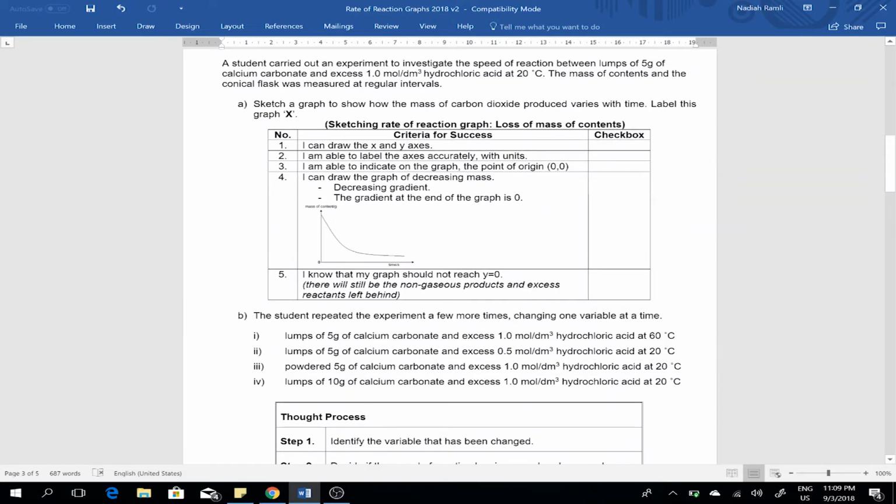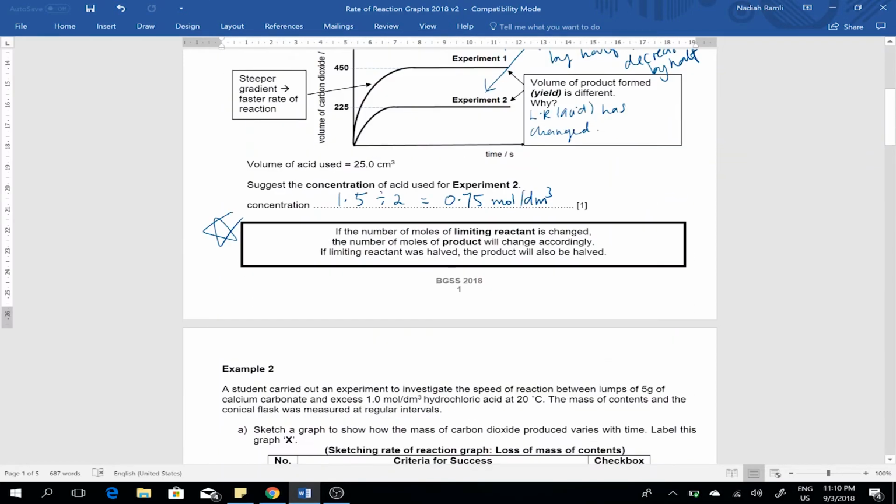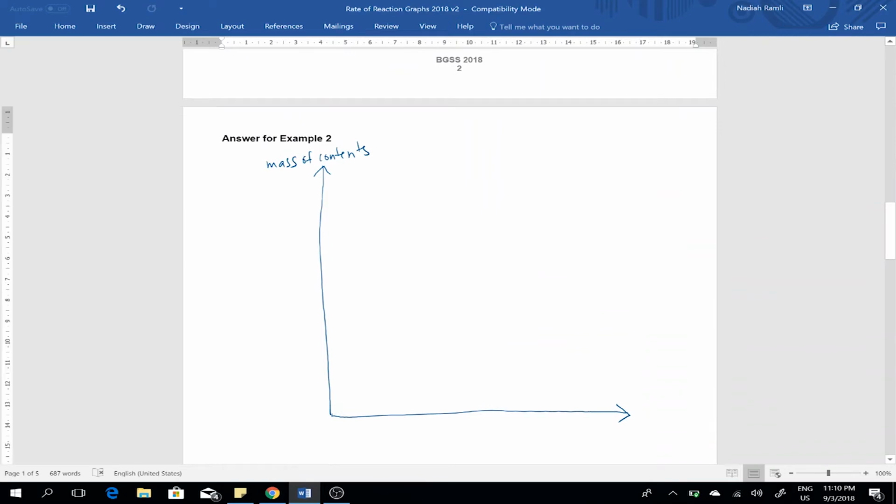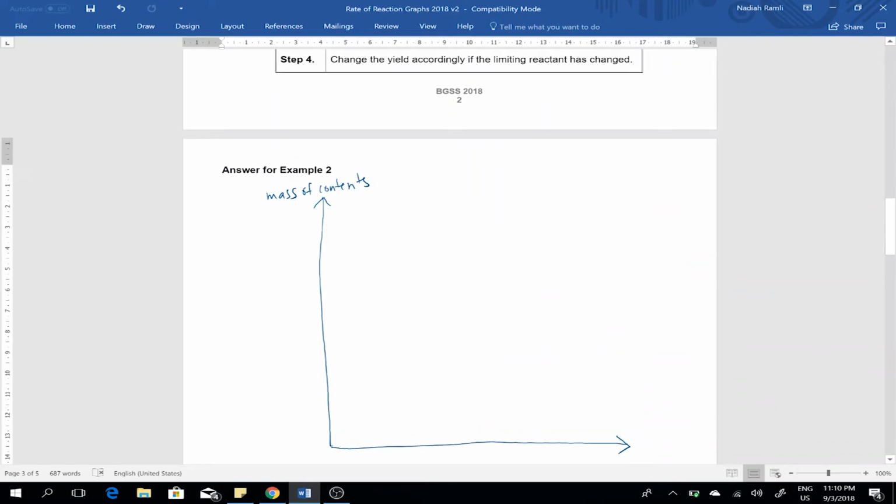Next, I'm able to label the axis accurately with units. So, I need to draw loss of content.